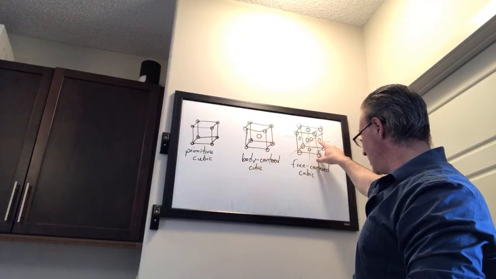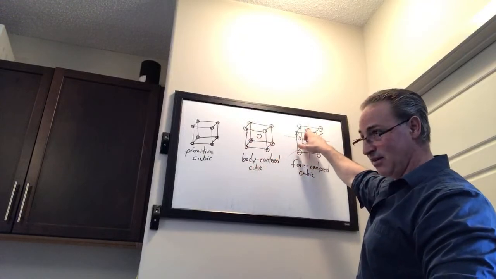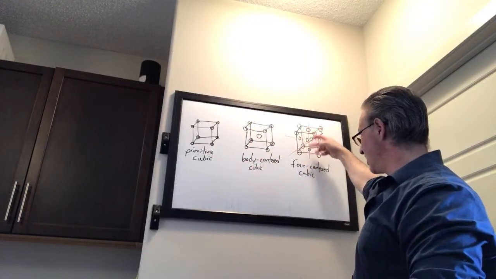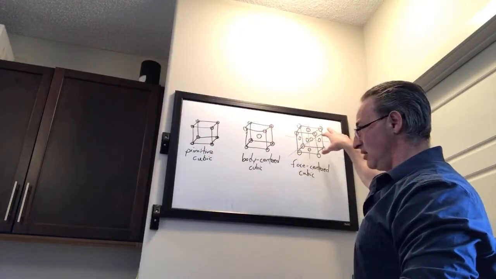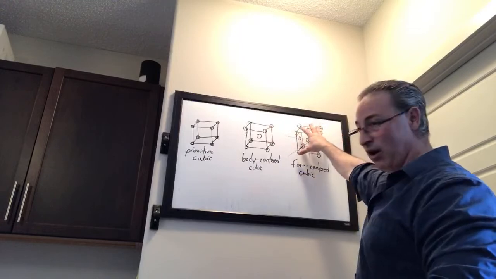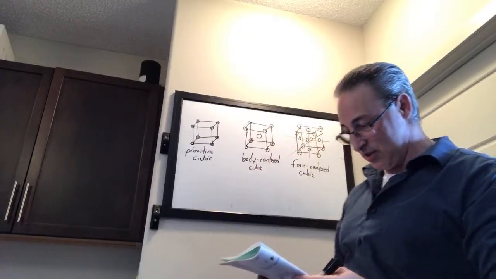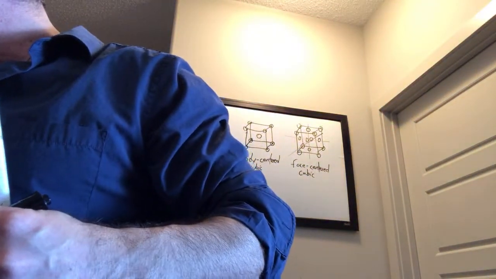And in a face-centered cubic, each one of these is half in. And there's 6 of them. So 6 halves is 3. And then 8/8 is 1. So you got 4 atoms in a face-centered cube.